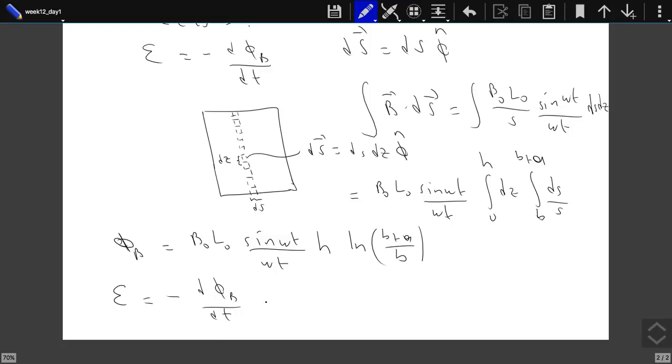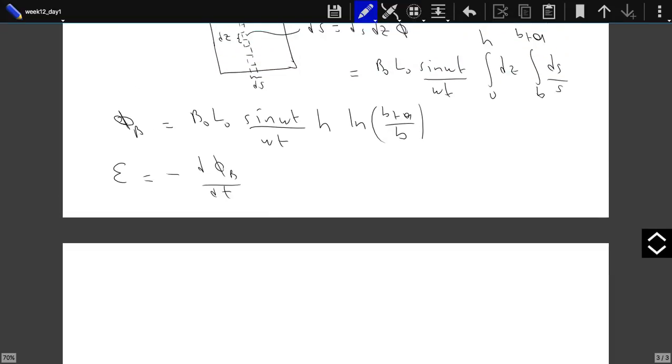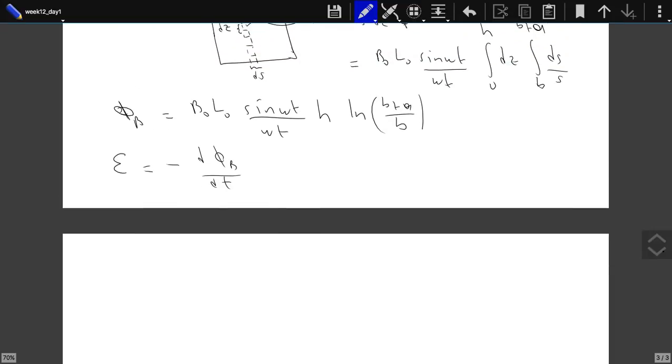You see, there are two things that can depend on time. One, that's sine omega t over omega t. The other one is b. ds is b dot dt? No, not necessarily. I'm just calculating the flux at a given time. There is no dt in ds. But still, the quantities that are time dependent here are sine omega t over omega t, and also b is time dependent. So I have to take both of them into account.